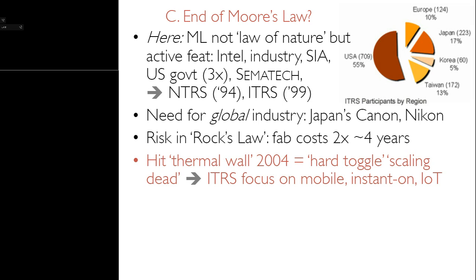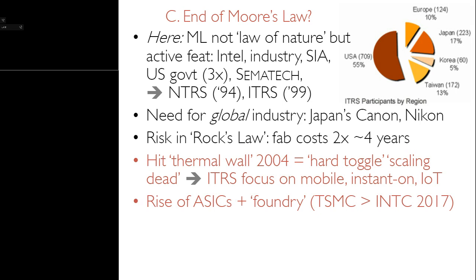Next bullet point is the rise of application-specific integrated circuits. The ITRS tried to incorporate this, but instead of being a standard good, like a DRAM or even a CPU, application-specific integrated circuits do many, many different things. So it's not quite clear what the correct measurements are for measuring progress or looking at the next round of forecasts for that.